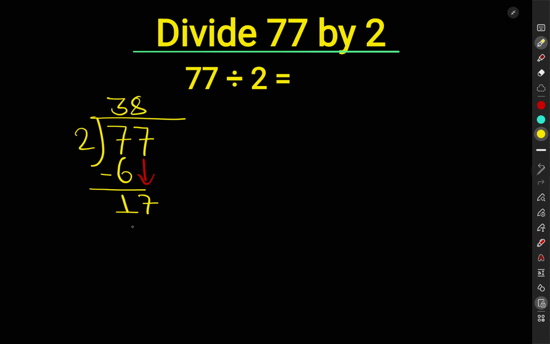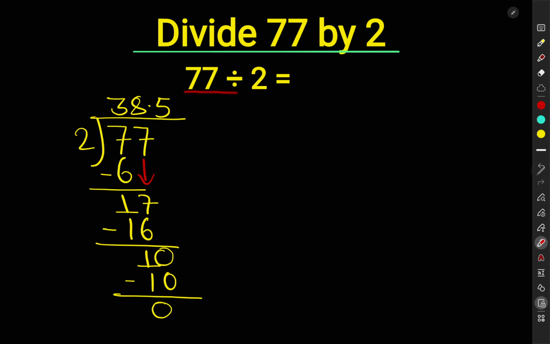So 2 times 8 means 16. On subtracting we get 1. So again this 1 is less than 2 and there is no other number beside. So we put here a decimal, and we can take here 0. So now it becomes 10. So 2 times 5 means 10. On subtracting it becomes 0.